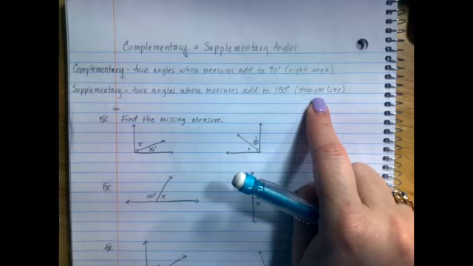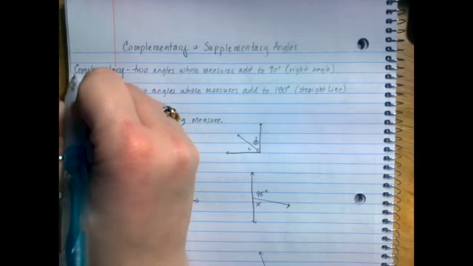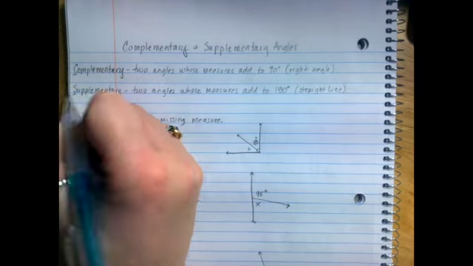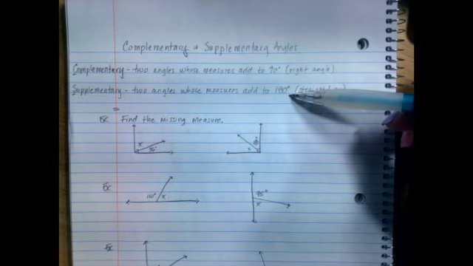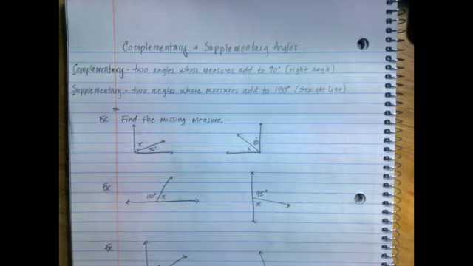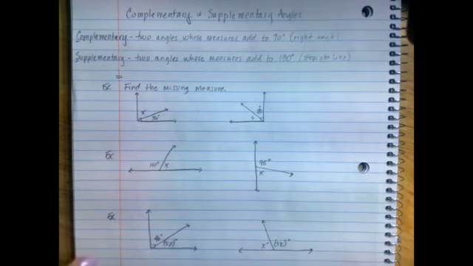Now, the way I've told my students in the past to remember which one is 90 and which one is 180: complementary comes before supplementary in the alphabet, and 90 comes before 180 with numbers. All right, so examples. How do we find missing measures knowing this information?